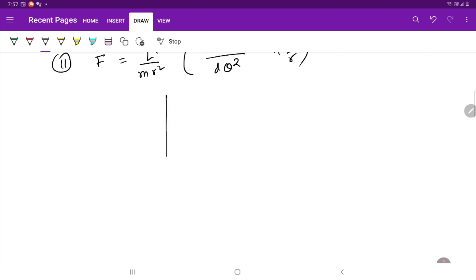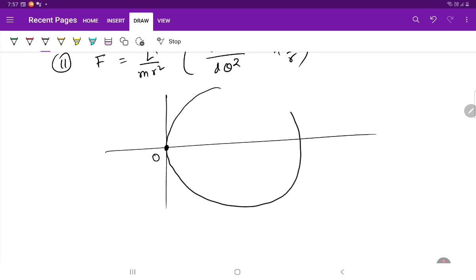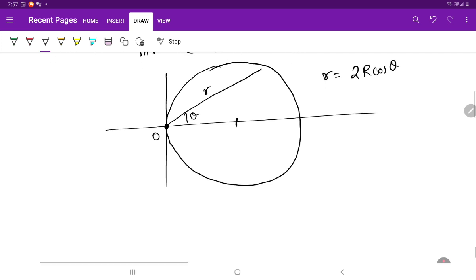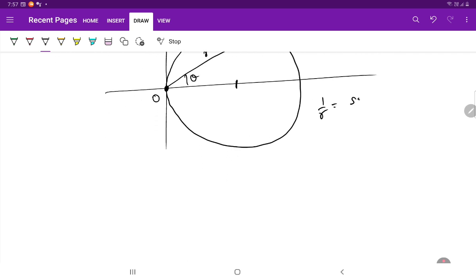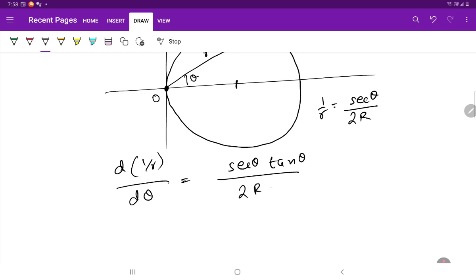Now consider this point O to be the center about which the orbital motion takes place, and this is the orbit. Now to characterize this orbit, how will we write? Suppose this is angle theta, so I can write small r is equal to 2R cos theta. Hence 1 by r can be written as sec theta by 2 into capital R. So d of 1 by r by d theta is sec theta tan theta upon 2R.